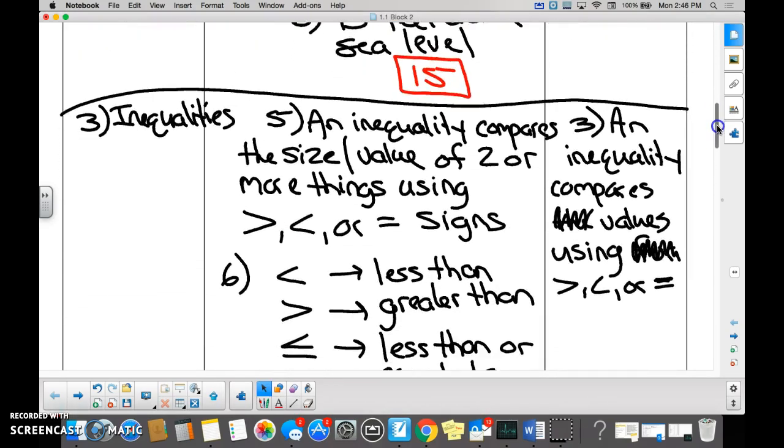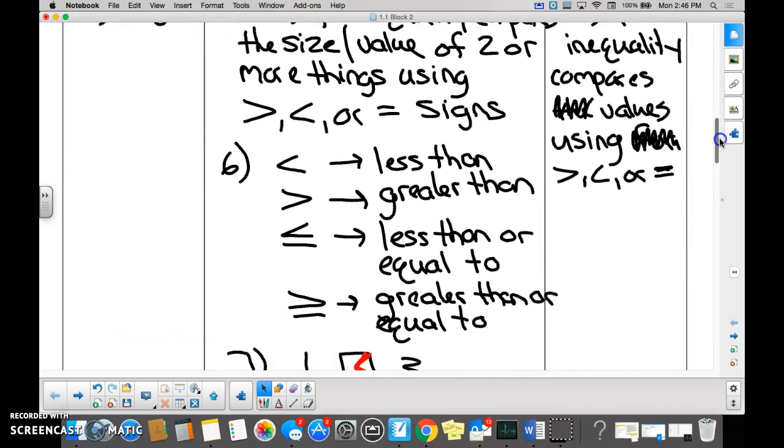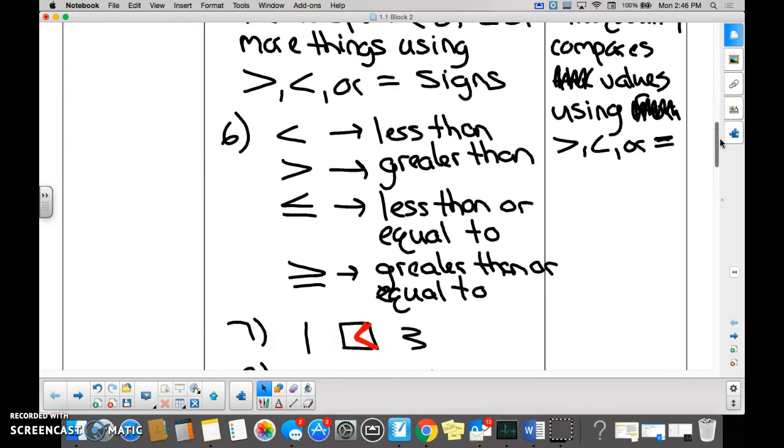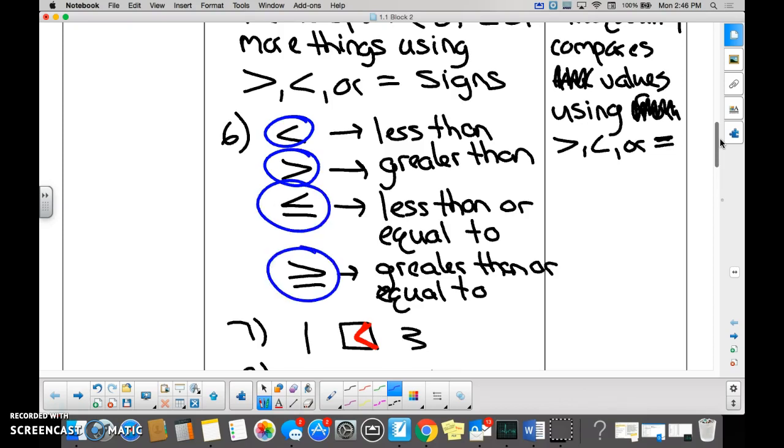Inequalities. What are the 4 inequalities you must know? There are 4 inequalities you must know. They are what, Ben? Less than. Greater than. Less than or equal to. Greater than or equal to.